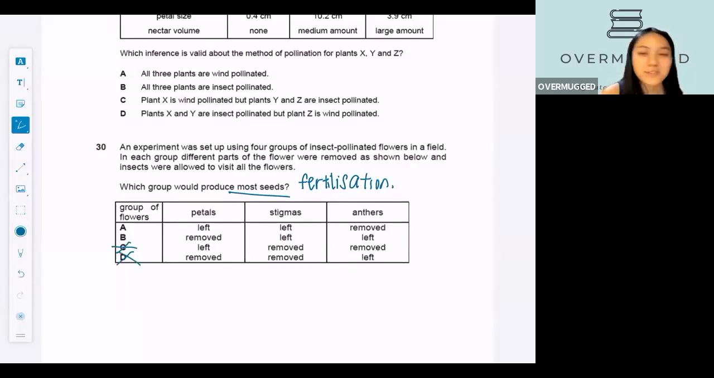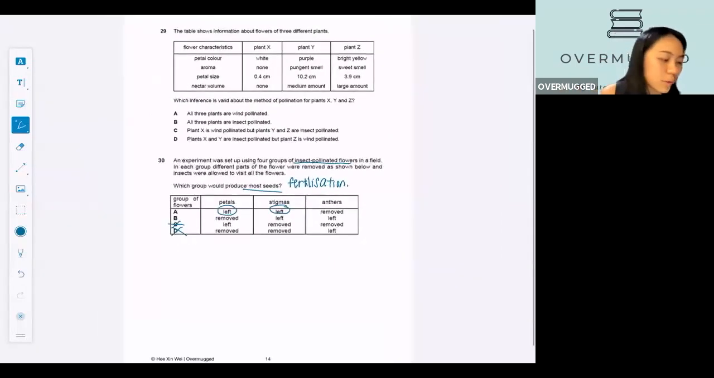Then read the question again. It is insect-pollinated flowers. If it's an insect-pollinated flower, the petal is also very important. If not, the insect wouldn't be attracted to come and transfer the pollen grain. So the petal being left is very important, and the stigma needs to be left. It cannot be removed. The anther doesn't matter, because it's cross-pollination. We are getting pollen from another flower. Okay, we need to move on. Other questions, we will talk about later.